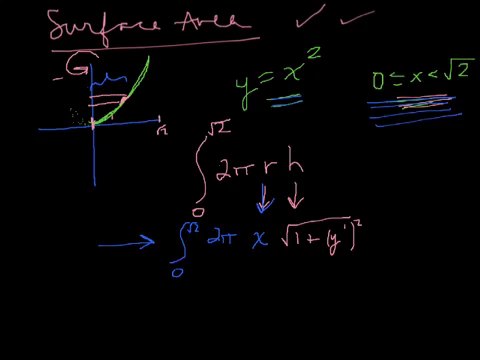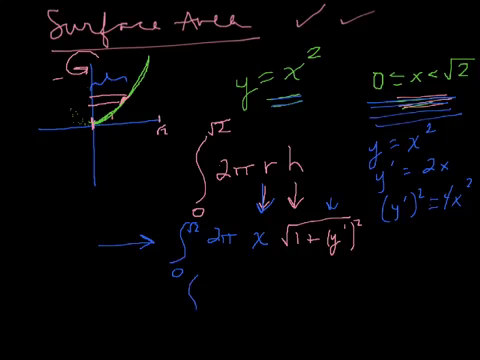All right, so I have to do this arc length thing, so off to the side, here's my y equals x squared. I have to do the derivative of y, which is 2x, and then I have to square it. So that gives me 4x squared. That's what I'm substituting into the equation. So I'm going from 0 to square root of 2. I'm going to pull out 2 pi, 2 pi x times 1 plus 4x squared to the 1/2 power.